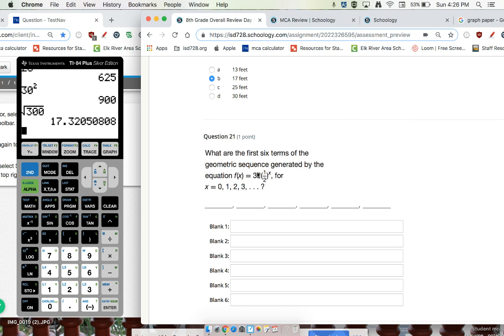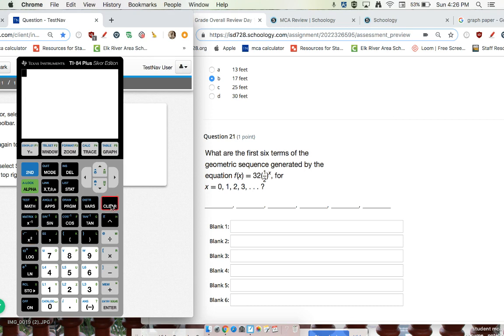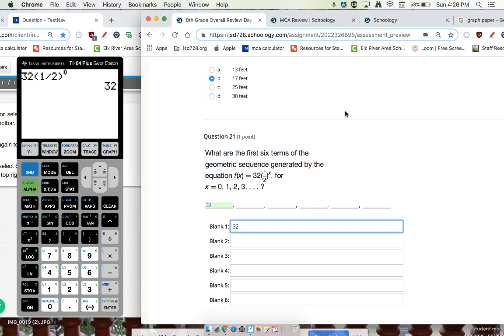F of x is 32 times one half to the x for x equals 0, 1, 2, 3, etc. So we need the 6 terms. I'm going to plug 0 in. Luckily, you're going to have this calculator, so it's no big deal. You can type it in exactly how you see it: 32 parenthesis 1 slash 2, you don't get pretty fraction buttons as an 8th grader, to the 0 power. Hit enter, and that'll be 32. And if you think logically about it, one half to the 0 means you have none of them, so it cancels out and you'd just have that 32.